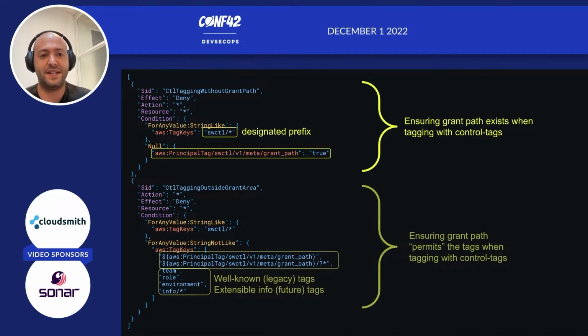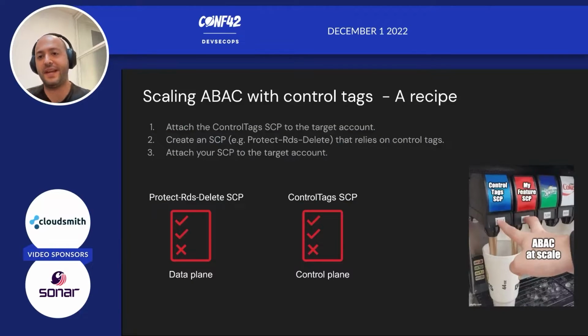And the second statement says that if you are tagging or untagging a control tag, that control tag must be an extension of the grant path which you already own, or one of our organization's legacy tags, which is kind of critical if you want to use infrastructure as code systems like Terraform and have that play nicely with this mechanism. Then we get what seems to be a very simple recipe to ABAC at scale.